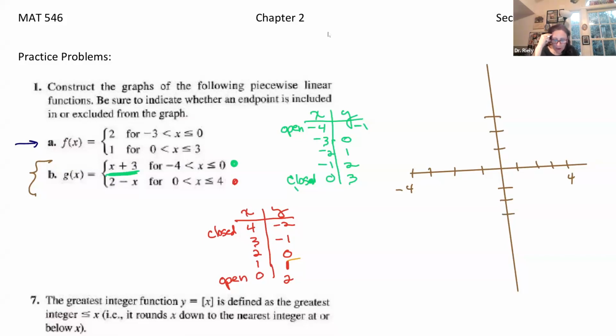So looking at that, I'm going to do my green first. So I'm changing my color to green. I'm going to plot the point -4, -1, and that's going to be an open circle. So I'm going to plot that right there.